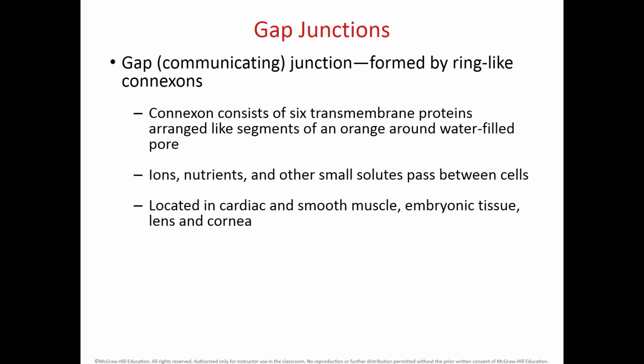Through these gap junctions, you have the passage of ions, nutrients, and other small solutes between the cells, especially in cells that need to work together at the same time. Examples of where we have these gap junctions will be in cardiac and smooth muscle cells, in embryonic tissue, in the lens of the eye, and also in the cornea.